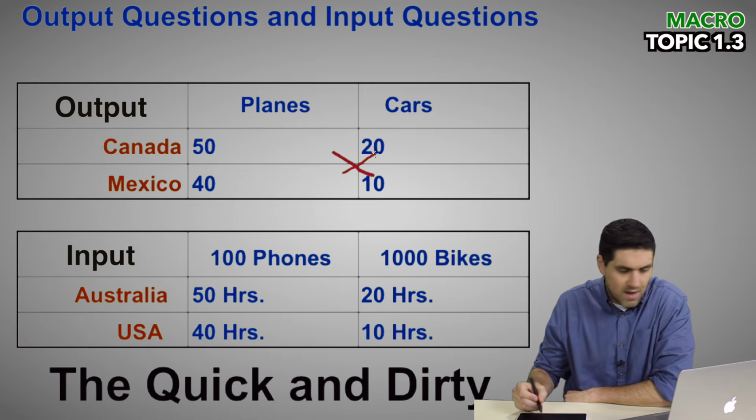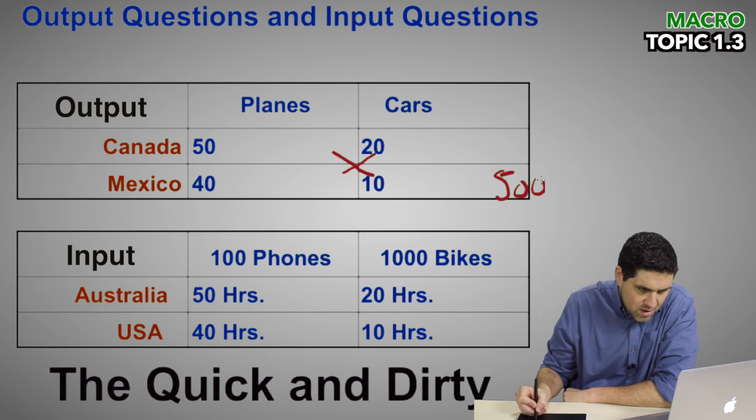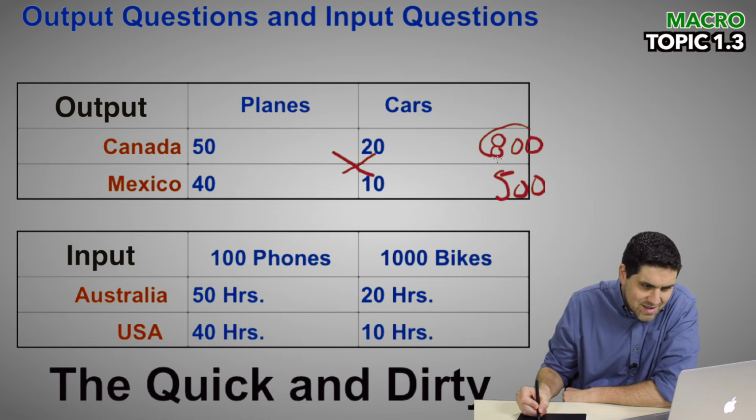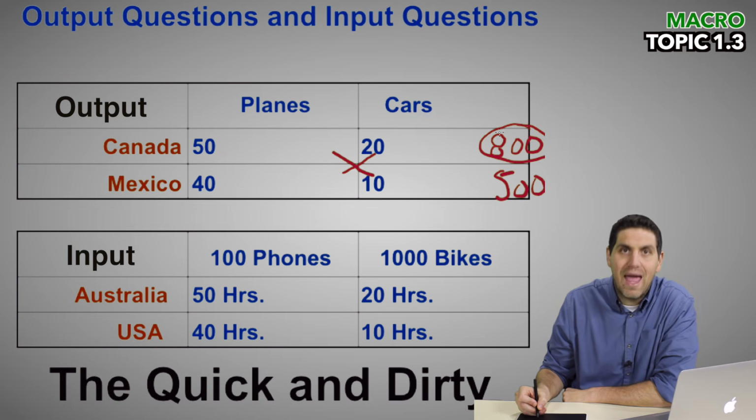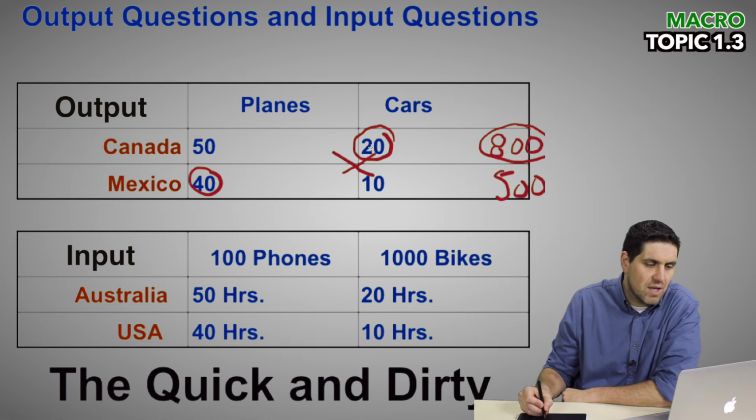So here's the quick and dirty. 50 times 10 gives you a certain total number of things produced, which would be 500. Or the other one is 40 times 20. 40 times 20 is 800. Now, since 800 is more than 500, that means that is the right answer. Bam, quick and dirty. No doubt about it, guaranteed. You can do all the other calculations if you want. Mexico is going to be producing the planes, and Canada is going to be producing the cars.